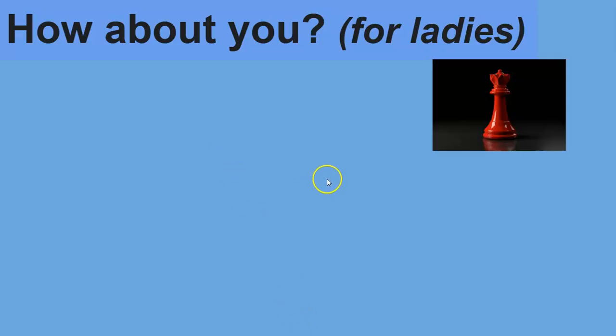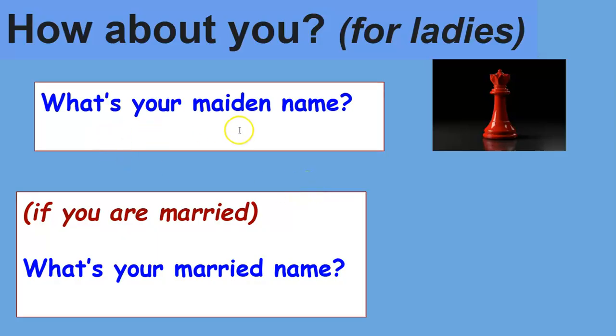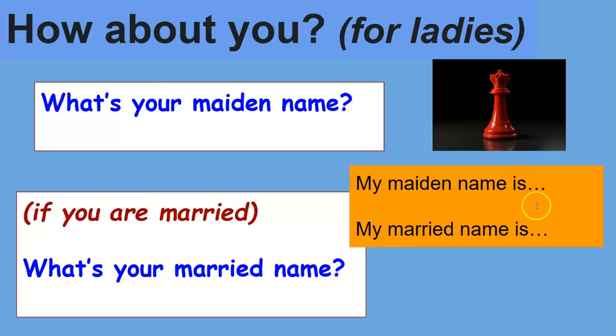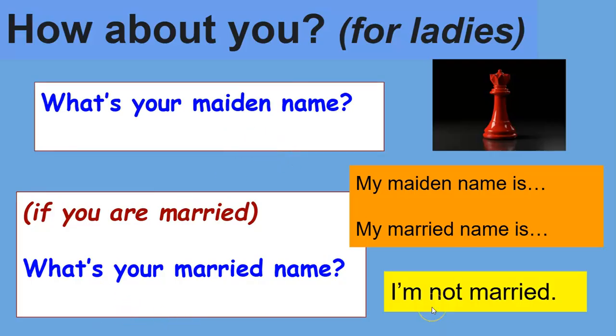Good. How about you? This is a question for ladies. For ladies, okay? What's your maiden name? And if you are married, what's your married name? Did you take on your husband's name? You can say my maiden name is, and my married name is. You can also say I'm not married, if you're not married.